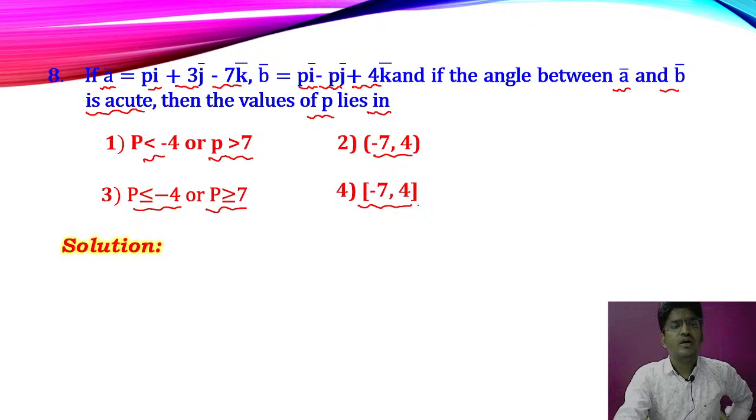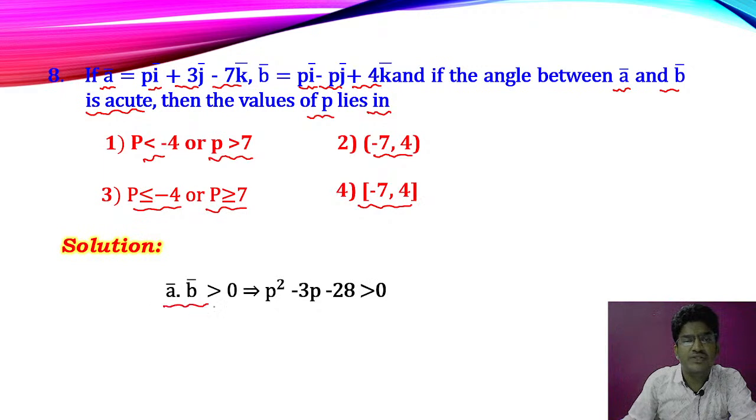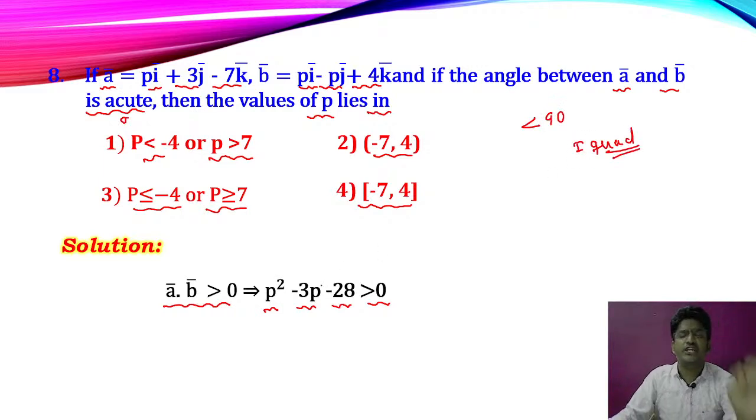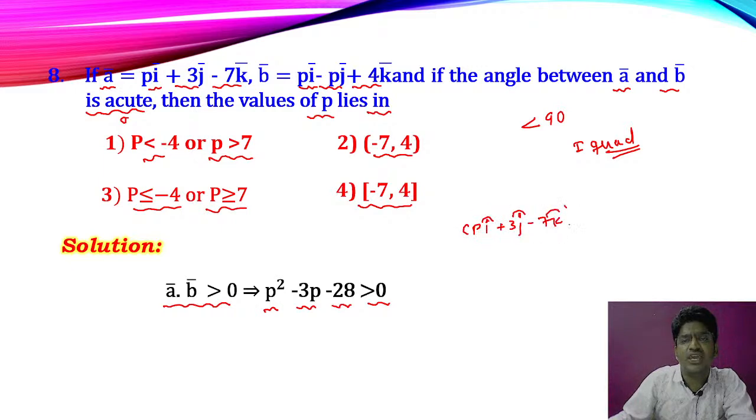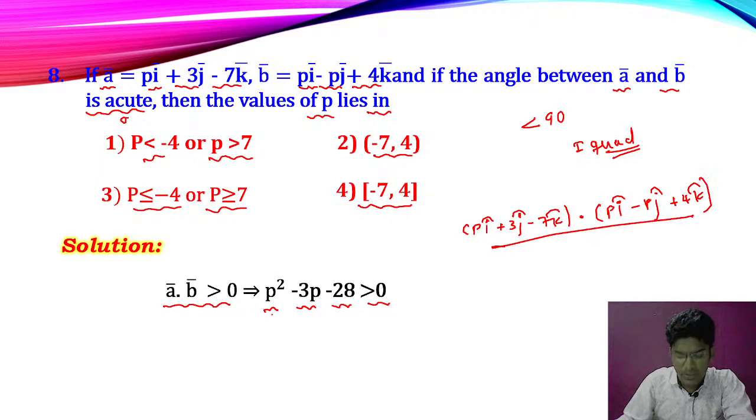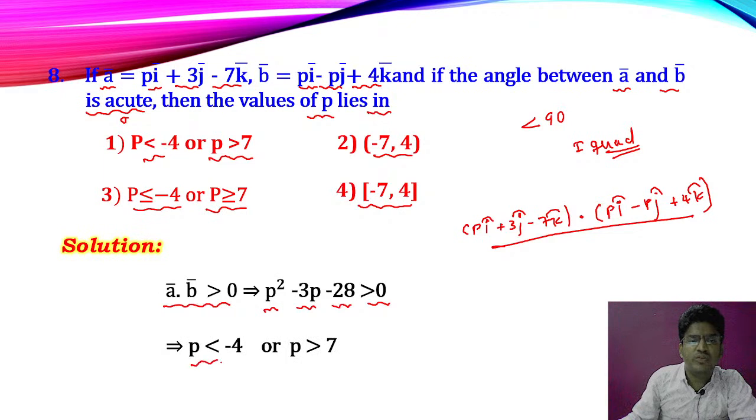Okay, no problem. You just see A dot B is greater than 0. Clear? Therefore, p² minus 3p minus 28 is greater than 0, because the angle is acute, that is lesser than 90 degrees. That means first quadrant. So in the first quadrant it should always be positive. So therefore with that reason vector A dot vector B is greater than 0. So therefore p² minus 3p minus 28 is going to be greater than 0, because A dot B means (p i cap plus 3 j cap minus 7 k cap) dot (p i cap minus p j cap plus 4 k cap). Okay. So if you simplify this, you are going to get p² minus 3p minus 28, which is greater than 0. So now you can just see p is going to be lesser than or equal to -4, and p is going to be greater than 7 if you simplify this.